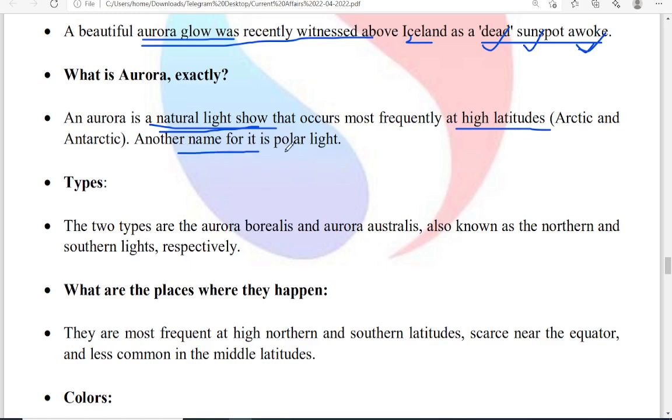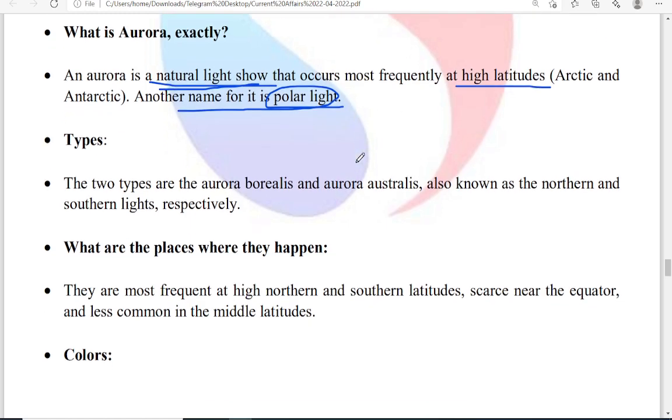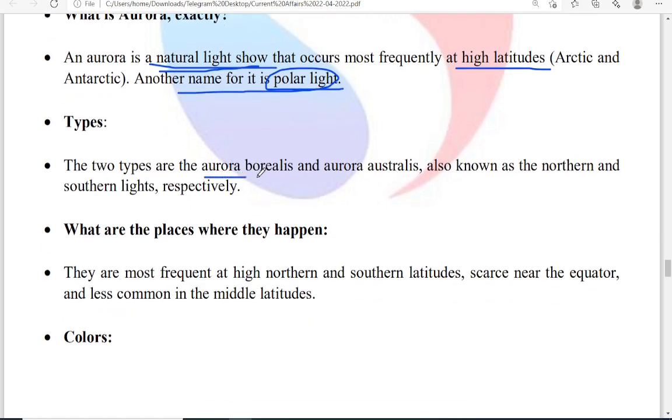Another name for this aurora is polar light. As they occur frequently in the polar regions, they are also called polar lights. Very rarely they occur in middle latitudes, and in the equatorial zone it is highly impossible to see auroras. There are two types of auroras: aurora borealis and aurora australis. One is in the northern hemisphere and the other in the southern hemisphere. If it is in the southern hemisphere, it is called australis. If it is in the northern hemisphere, it is called borealis.